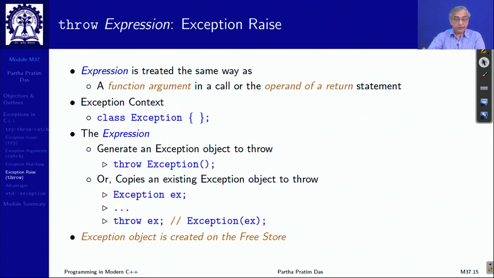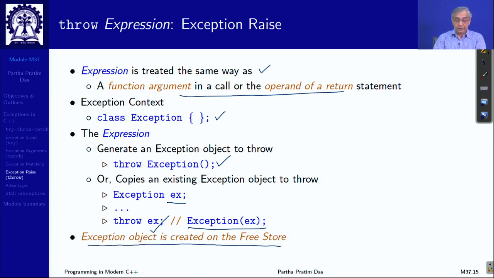So, in terms of raising or throwing, the exception is treated in the same way as a function argument. So, you are preparing the argument and then throwing it for the catch clause to call the handler. So, this is the exception context, throw exceptions as we have seen. You can create an exception object and then throw it, you can create the exception object explicitly. So, these are different options that you have for this.